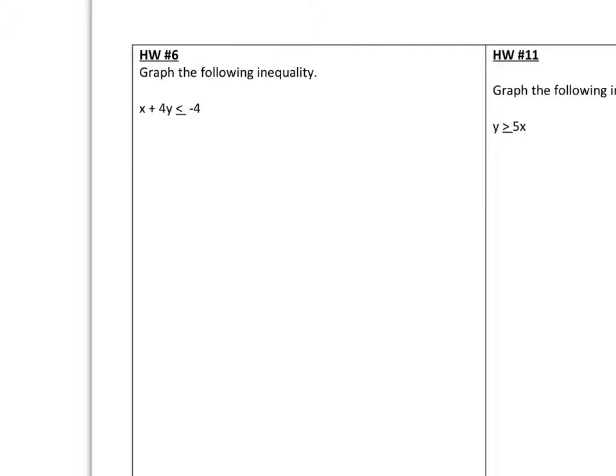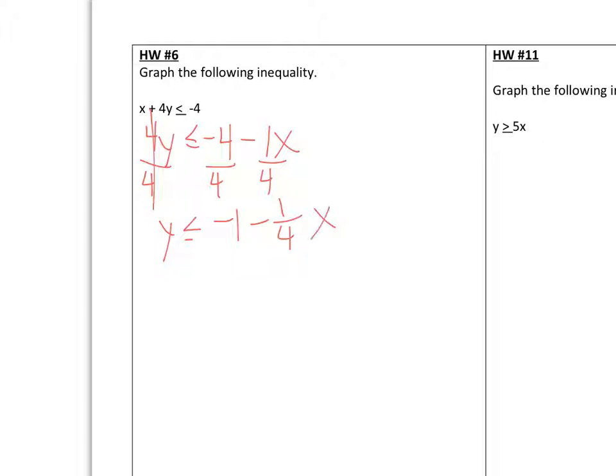So again, let's get this in y equals form. So I've got 4y less than or equal to negative 4 minus 1x. And then I'll divide everything by 4. And this time, since I didn't divide by a negative, I don't have to switch my sign. Negative 4 divided by 4 is negative 1. 1 divided by 4 is 0.25, so we'll leave that as a fraction, negative 1/4 x. And then we're ready to graph our line. This time the line will be solid because it's got an equal under it instead of a dotted line.